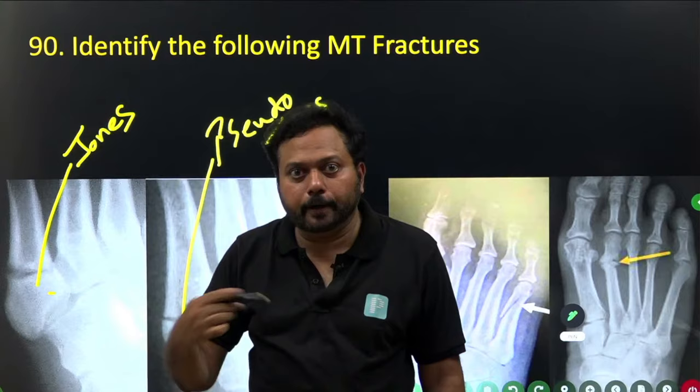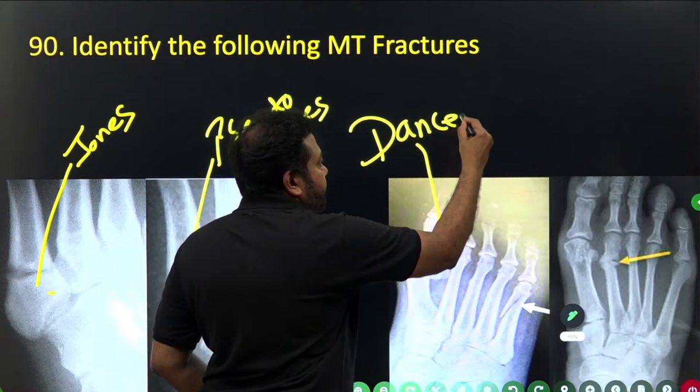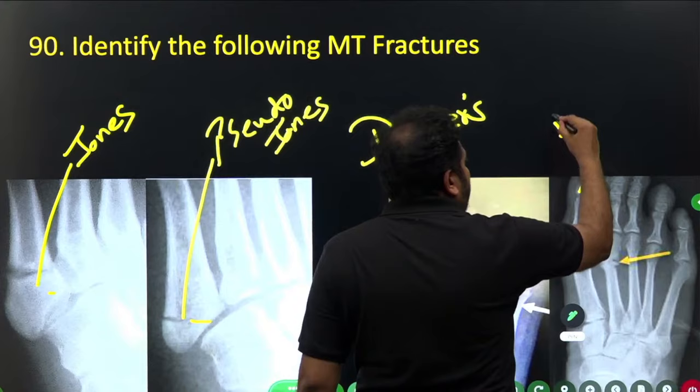I am able to see a fracture in the fifth metatarsal. It's an oblique fracture involving the shaft. This is called Dancer's fracture. I am seeing a fracture in the second metatarsal neck. This is called March fracture. All the metatarsal fractures are over.